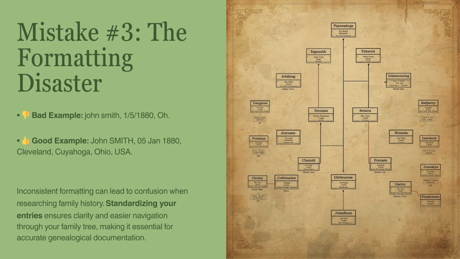Mistake number 3 seems minor, but it causes major headaches later. Inconsistent formatting of names, dates, and places. Let's clear this up right now. If you type in 1/5/1900, is that January 5th or May 1st? Think about it. In America, it's January. In the UK and Europe, it's May, right? If you share your tree internationally, you are actually confusing people.